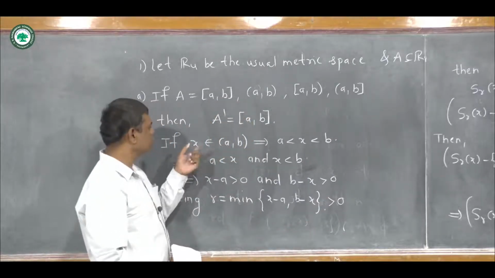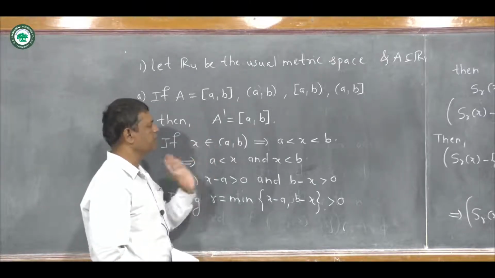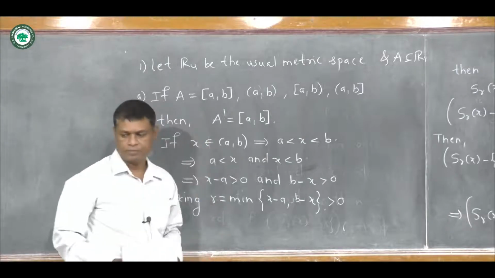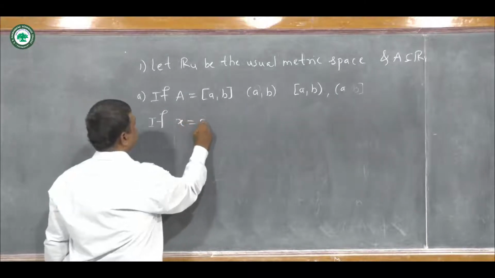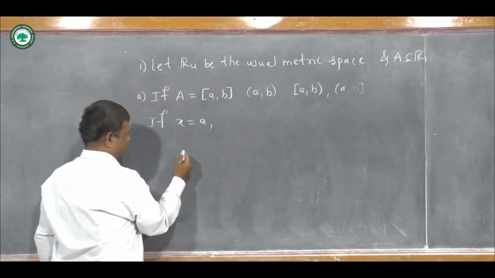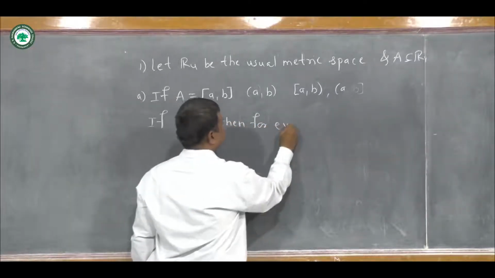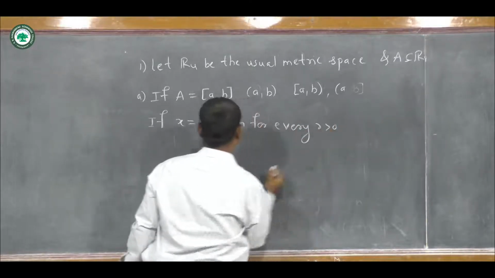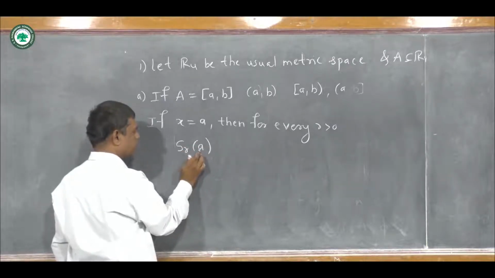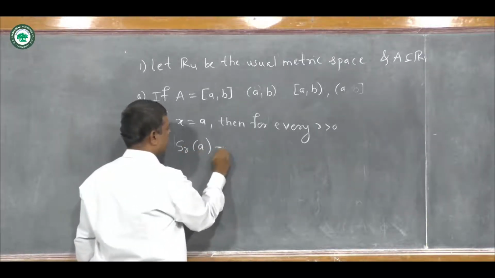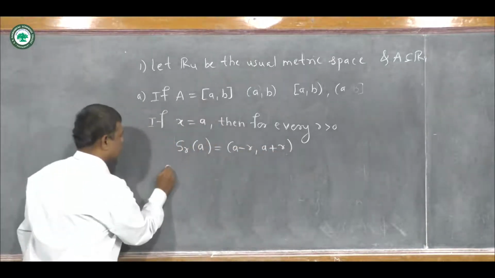Now we are going to see why x equal to a is a limit point of the set A, and x equal to b is a limit point of the set A. Now if x is equal to a, then for every r greater than 0, we have the open sphere centered at a of radius r, S_r(a). So this is the open interval a minus r to a plus r.